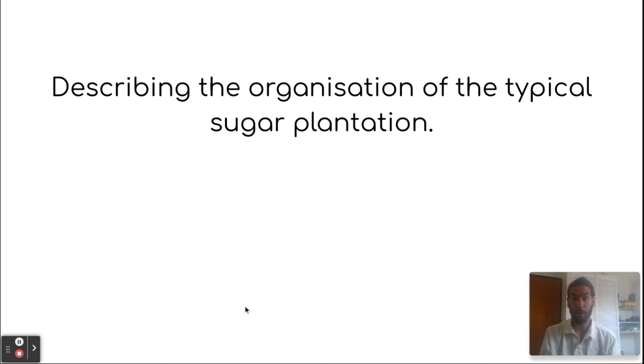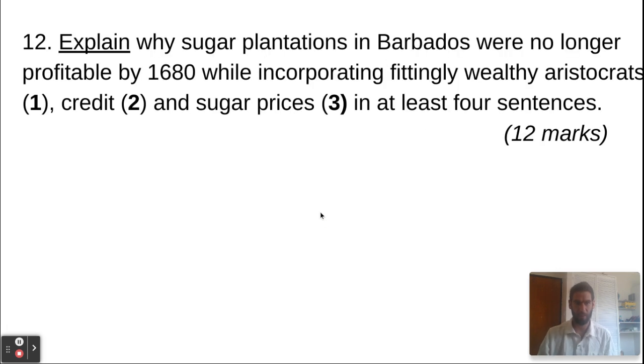Okay, describing the organization of a typical sugar plantation. So there were differences, but looking at it in Suriname, one of the Dutch colonies, or in Barbados, or in Cuba, English and Spanish colonies, there were similarities, and these similarities we call a typical sugar plantation. Okay, now let's look at the objective.